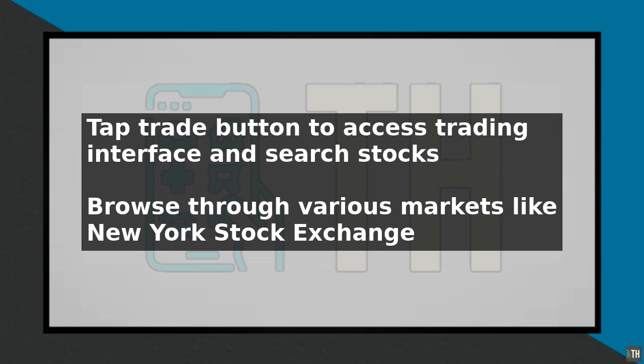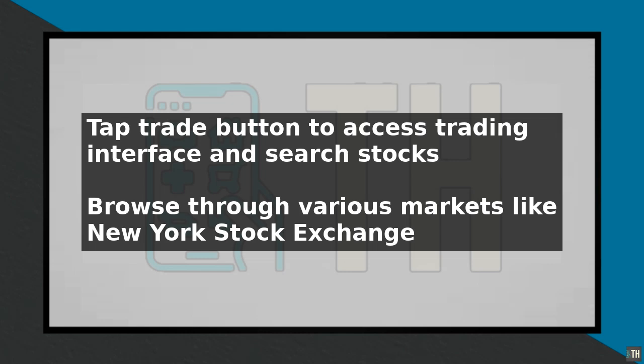When you find a stock or option you want to trade, tap on it to view its details. You will see a chart of the stock's price history, as well as other relevant information such as its current price, volume, and market capitalization.